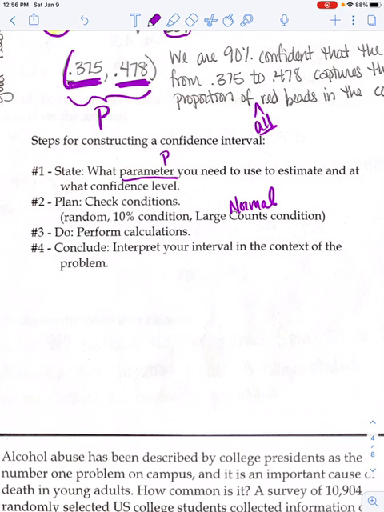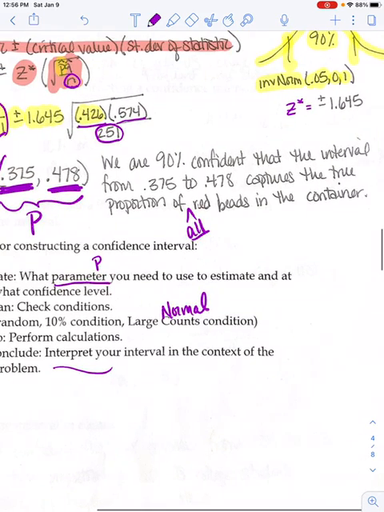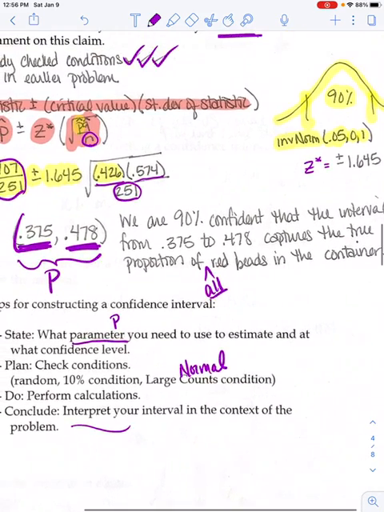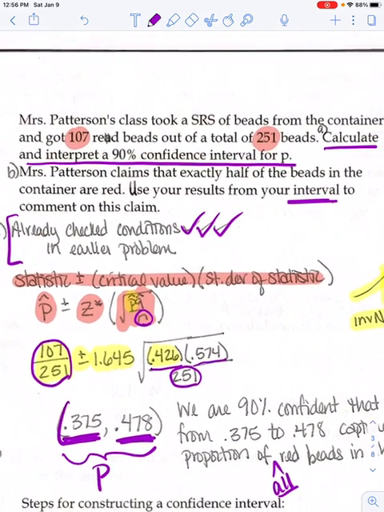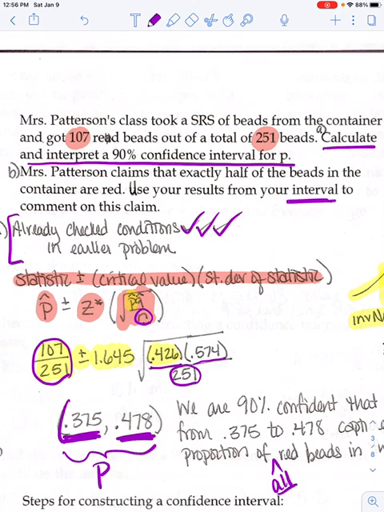Then we're going to perform our calculations, and then we're going to put this interpretation, which is this nice little sentence with a bow on top. All right, before we move on, I realized that I have forgotten to do part B. And part B is just sort of an interpretation and explanation of this problem. So it says, Ms. Patterson claims that exactly half the beads in the container are red.